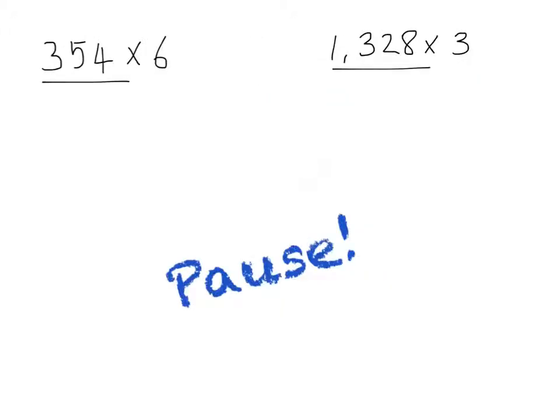Now you need to pause this video to have a go at answering these 2 questions using the method that we've shown in this video. Partition the number, multiply the different parts by the multiplying number, and then add those up together. Good luck.